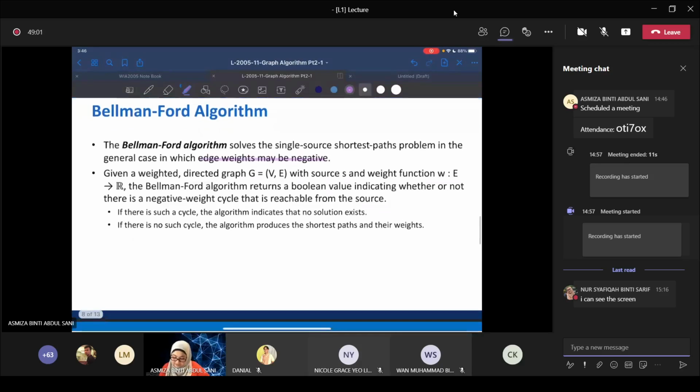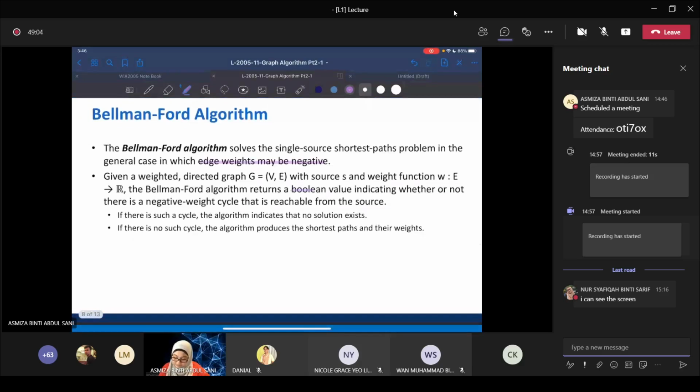So basically in the algorithm, you will have some kind of Boolean value that indicates whether or not there's a negative weight cycle. Even though Bellman-Ford can consider negative edges, you can actually do some kind of test after you finish running Bellman-Ford, whereby you can check for the negative weight cycle.